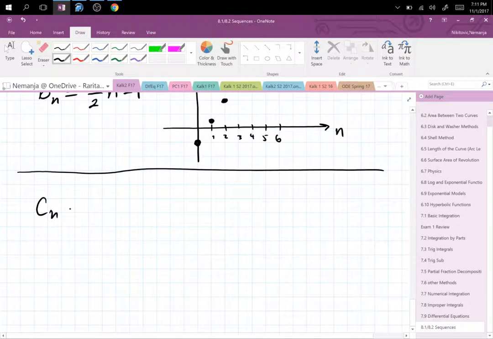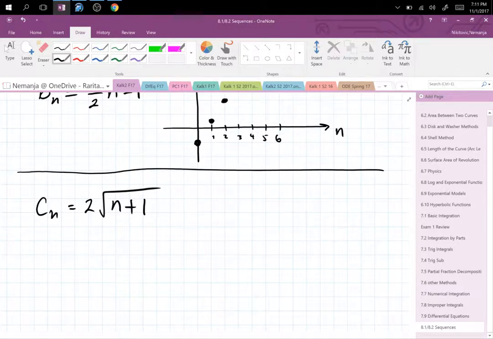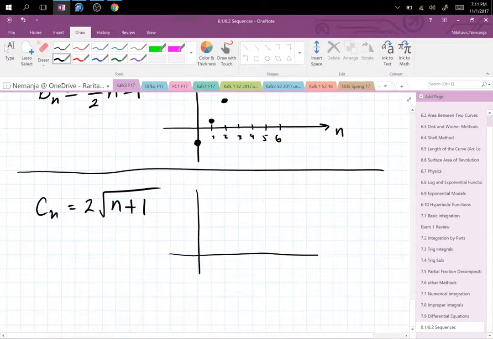Let's go with Cn is equal to 2 times the square root of n plus 1. Can we have this? Yeah, we can. We can make a graph, yes. Professor, for every problem, do you want me to graph it? If it says graph, graph. If it doesn't say graph, then you just graph it because you love it.